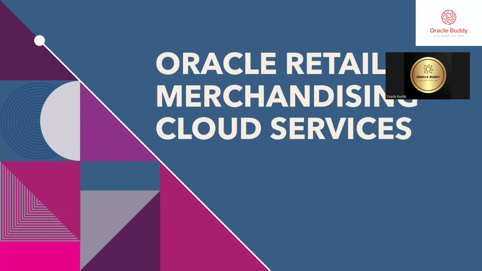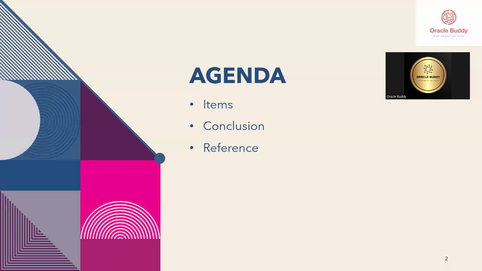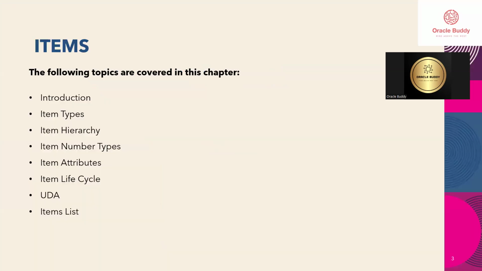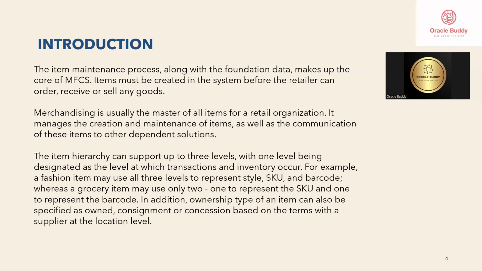Today we will take a look at items in MFCS. Let's begin. So today we will discuss items, conclusion and reference. In the topic items, we will discuss the following subtopics: introduction, item types, item hierarchy, item number types, item attributes, item lifecycle, UDA, and item list. Let's begin with the introduction to items.